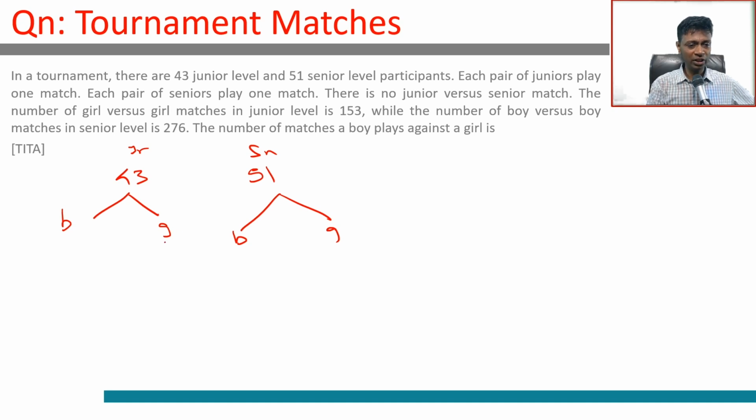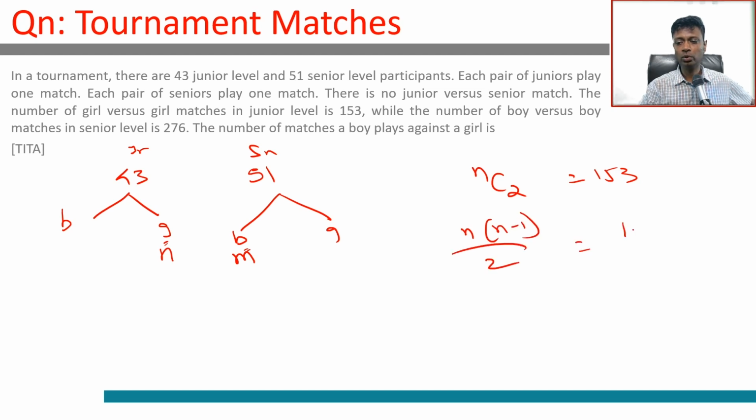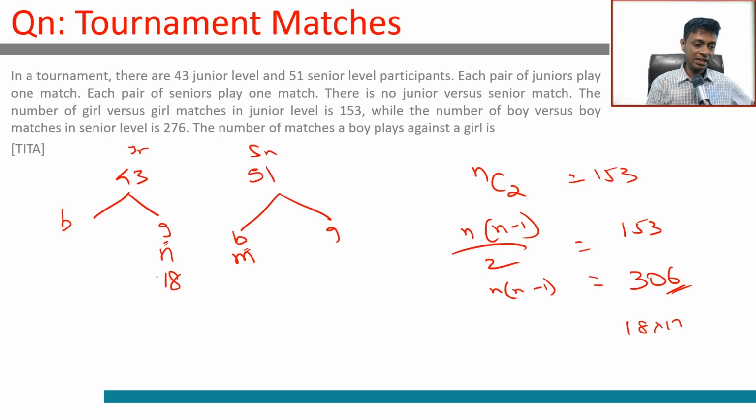Wonderful. There are n girls here, m boys here. This question is very doable. Girl versus girl matches is 153. N girls, number of matches will be NC2. NC2 is 153. N into n minus 1 by 2 is 153. N into n minus 1 is 306. Don't factorize this and do something with a quadratic equation. Product of 2 consecutive numbers is 306. 306 is a multiple of 9, so we have 18 into 17. That should work. It does. So there are 18 girls in this, and 43 minus 18 is 25 boys.